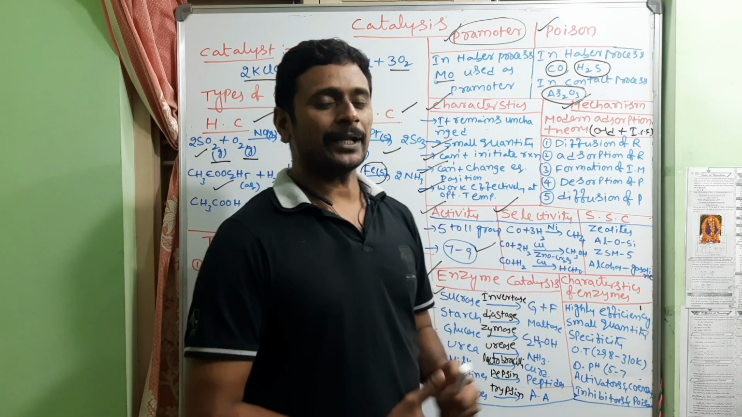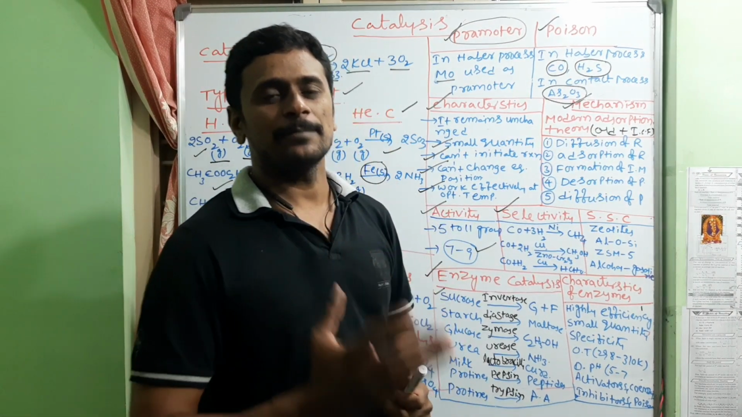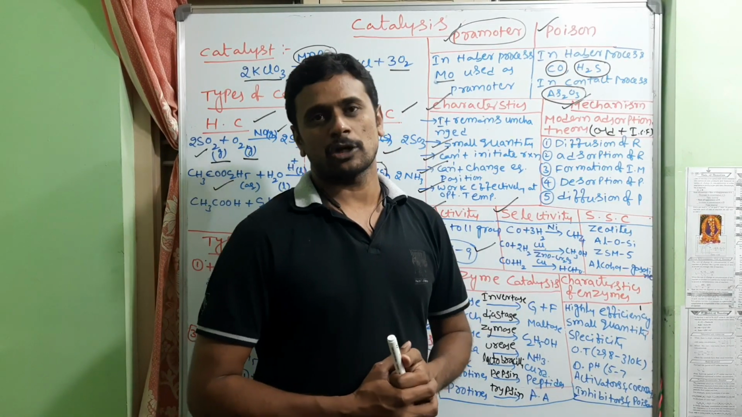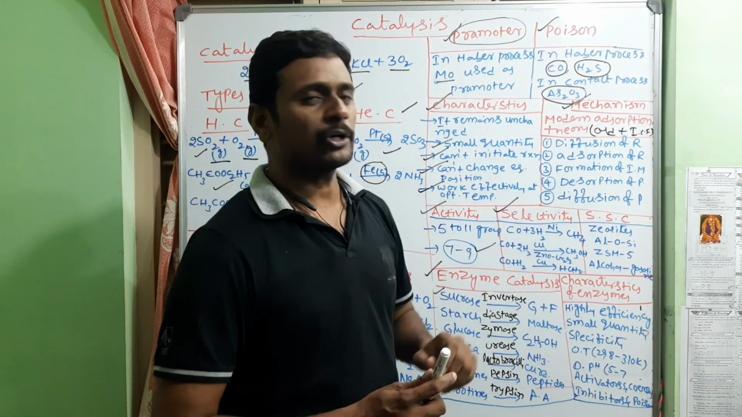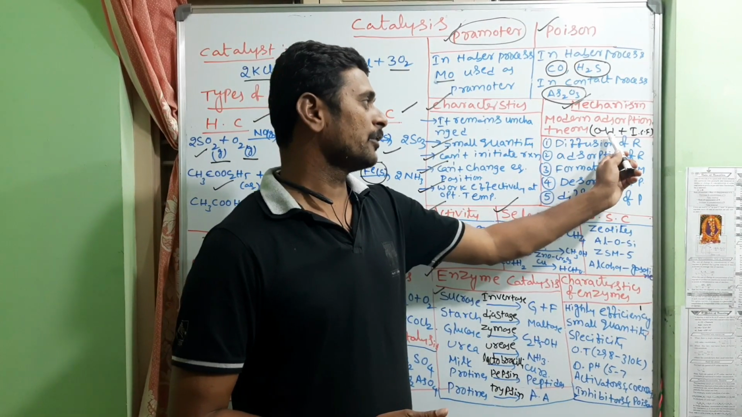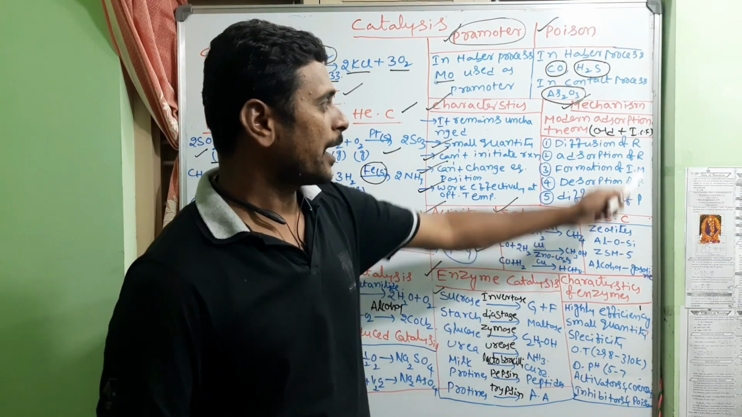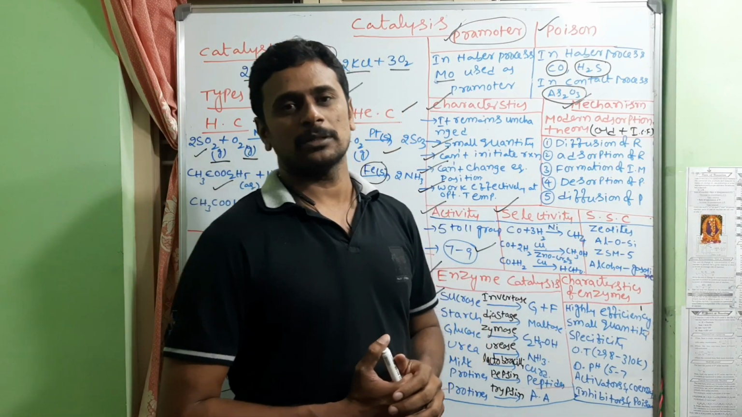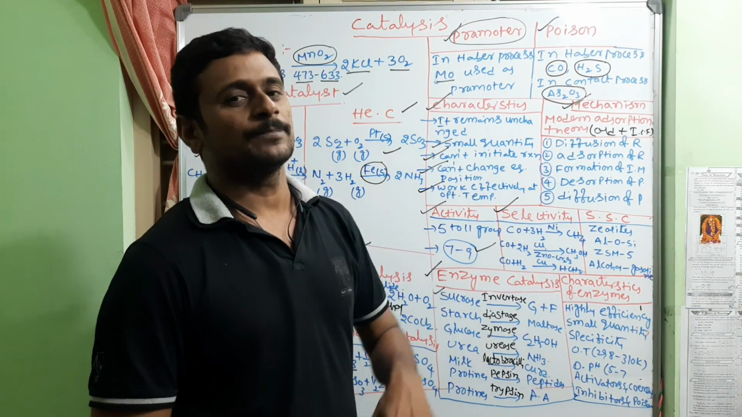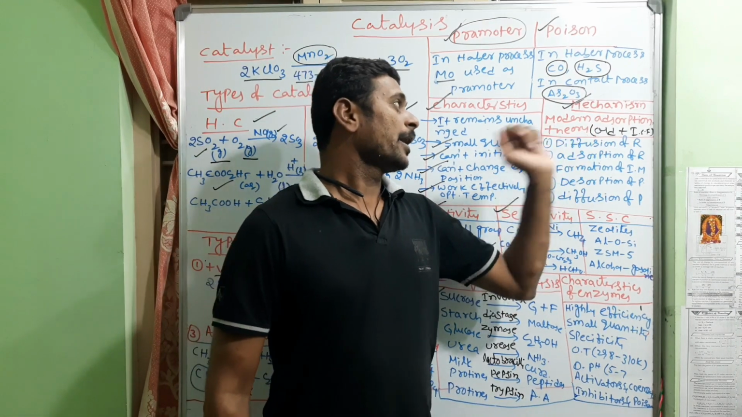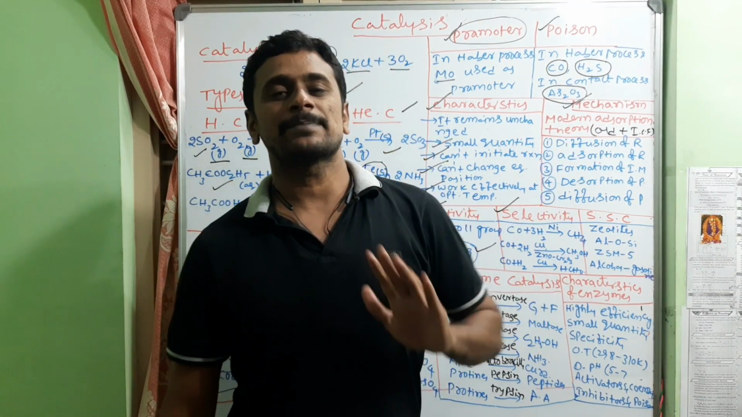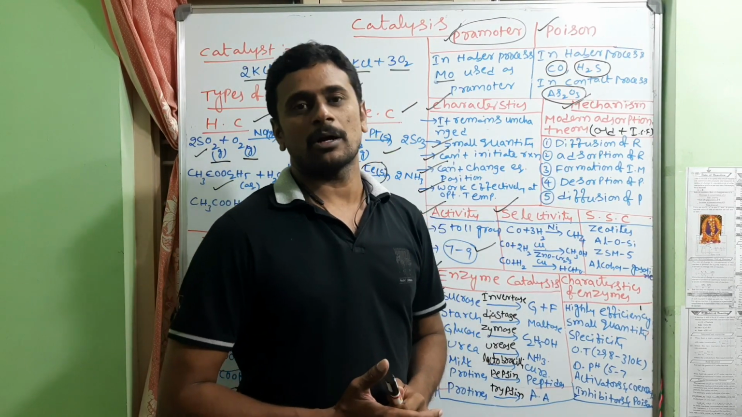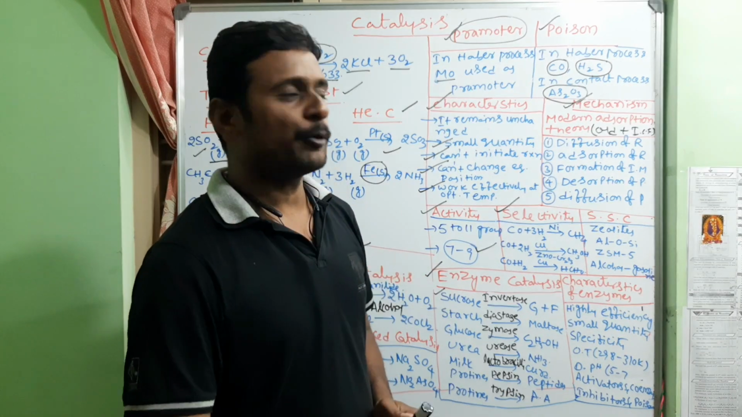And coming to the mechanism, we have three important mechanisms. Among those, one major important one is the modern adsorption theory. This modern adsorption theory is a combination of the old adsorption theory and the intermediate compound formation theory. The intermediate compound formation theory explains only homogeneous catalysis, and the modern adsorption theory explains heterogeneous catalysis. And in this adsorption mechanism concept, we have 5 important points.